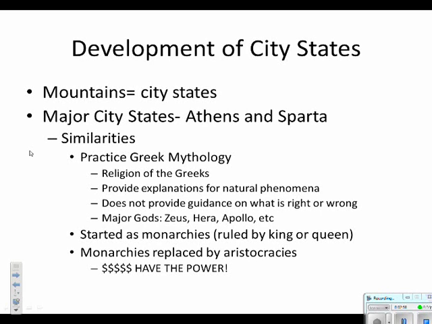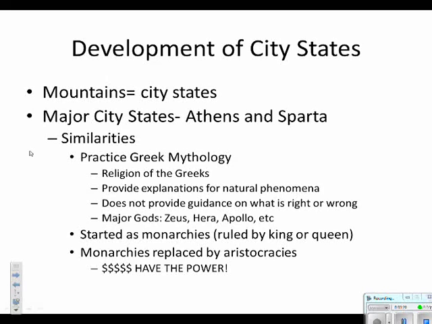So both of them are going to practice Greek mythology. This is the religion of the Greeks. It provides an explanation for natural phenomena, kind of why things happen, provide a history, but it doesn't provide guidance on what's right and wrong, making it very different from religions like Judaism, Christianity, and Islam. It's also a polytheistic religion because it has many gods, some of the important ones being Zeus, Hera, and Apollo.